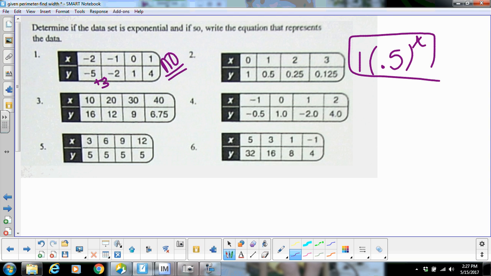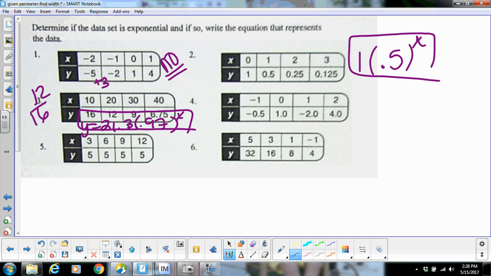Okay, on number 3, you're going to have to figure this one out by dividing. Remember, we do 12 divided by 16, and that's going to give you 0.75. So I do know that this is also exponential. And that's going to give me y equals 21.3 times 0.97 to the x.